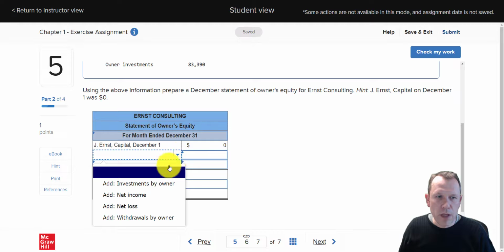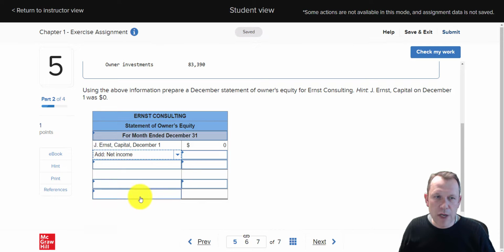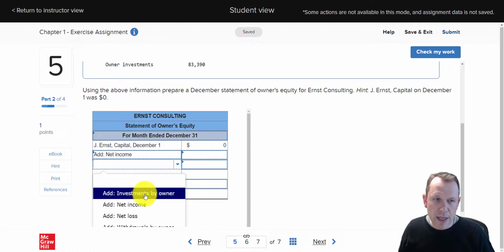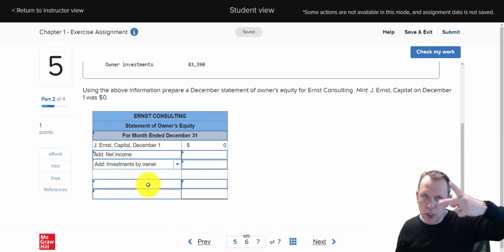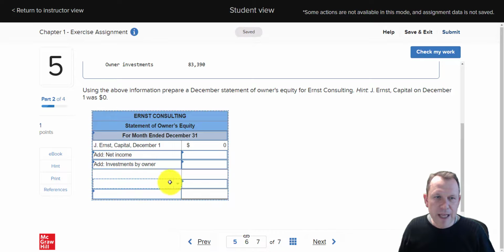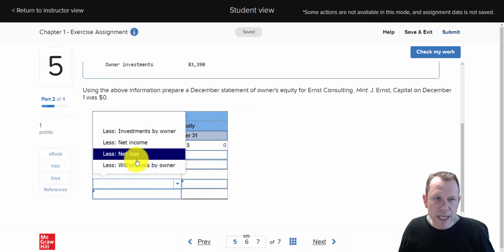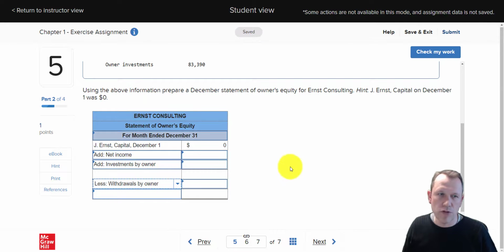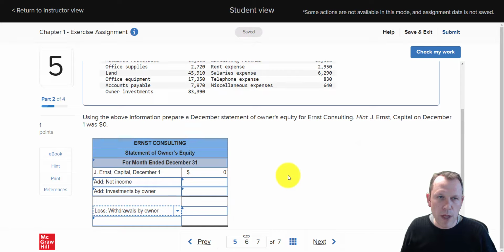So for example, some of the things that happened was we earned net income, so we're going to throw that in there, right? We also had investment by owner. We can switch those. We can go up and down on those. It doesn't matter. And then is there anything we subtract? Yep, we've got a withdrawal by owner right in there. And so we're going to go ahead and throw this in.